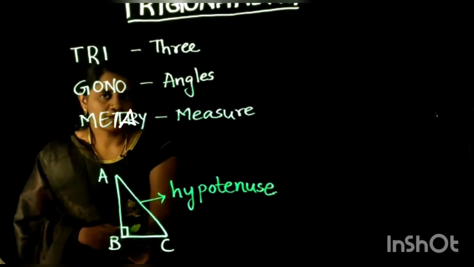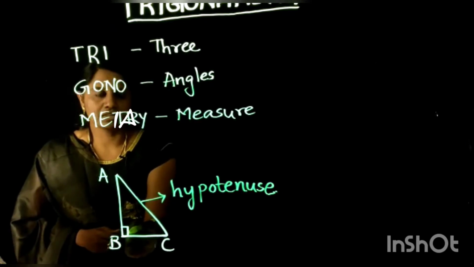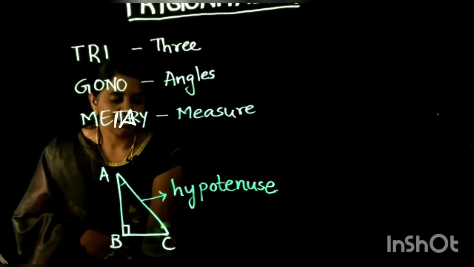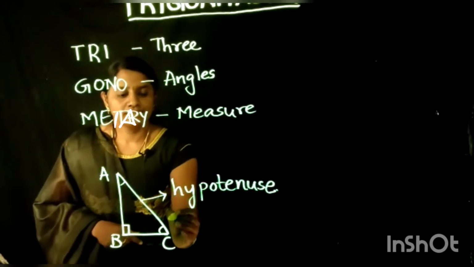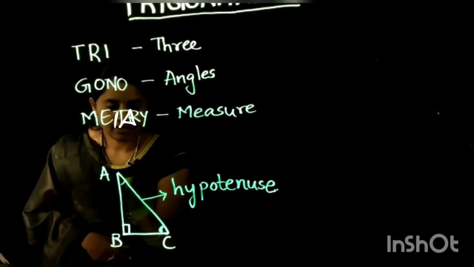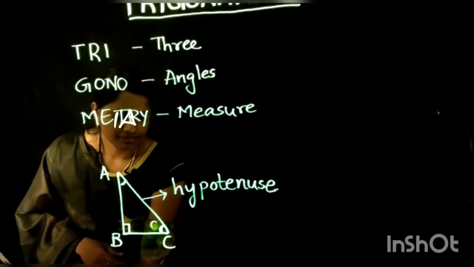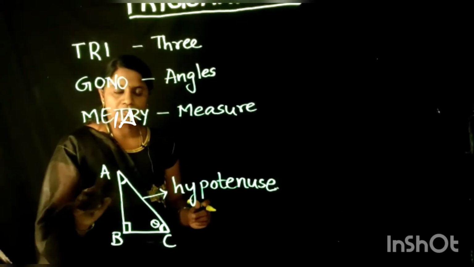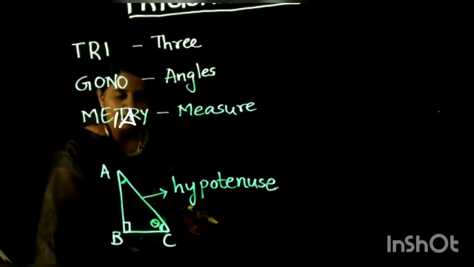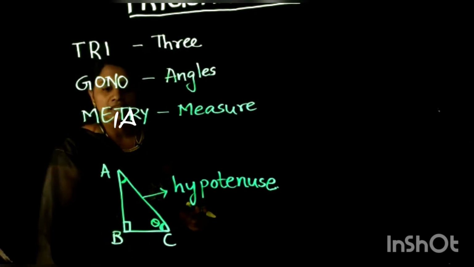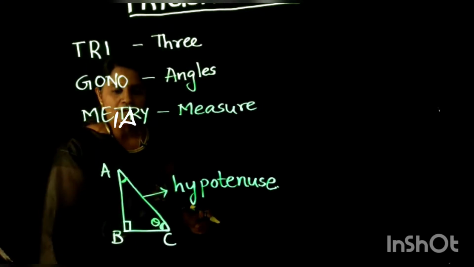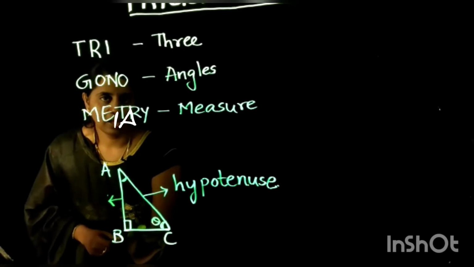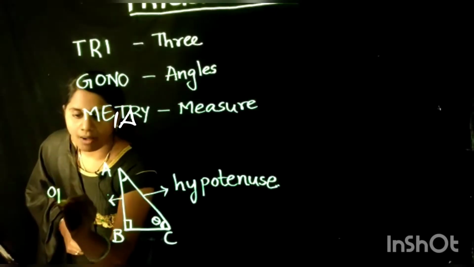Here we have a right angle triangle, that means one angle is 90 degrees. Then automatically the remaining two angles are acute angles. Of these acute angles, I take one as theta. Now we are naming the sides. How do we name the sides? According to the angle theta, we name the sides. The opposite side of theta is AB, so it is called the opposite side.